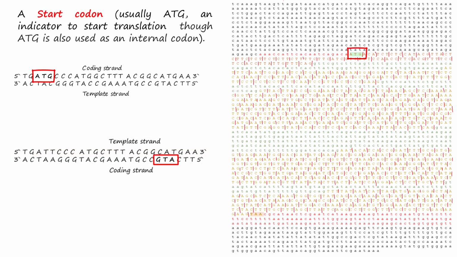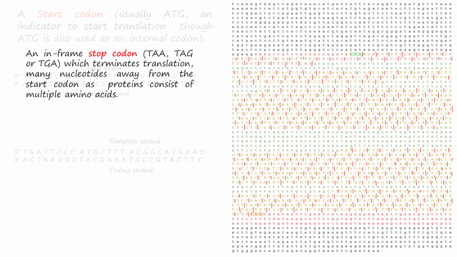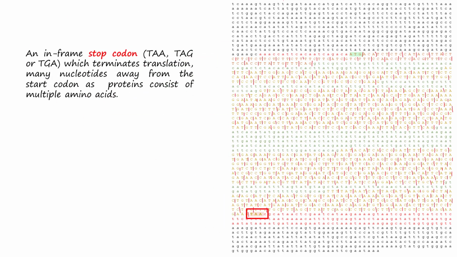start codon, usually ATG, which indicates where to start translation, though ATG is also an internal codon. An in-frame stop codon, TAA, TAG, or TGA, which terminates translation many nucleotides away from the start codon, as proteins consist of multiple amino acids.